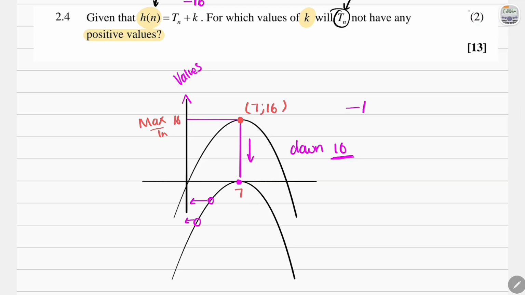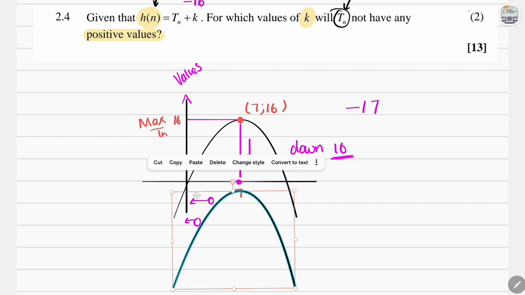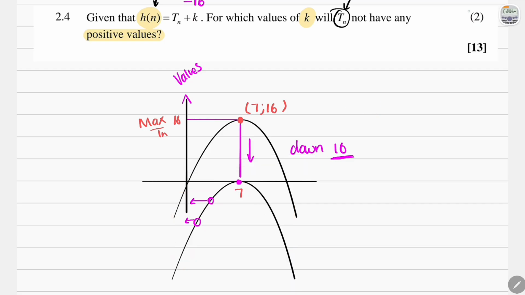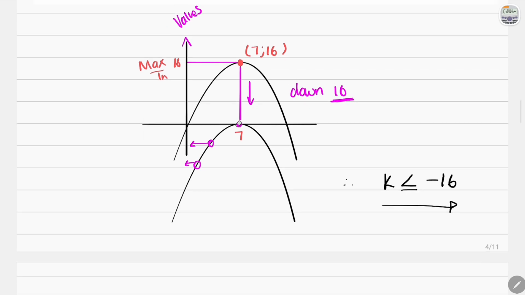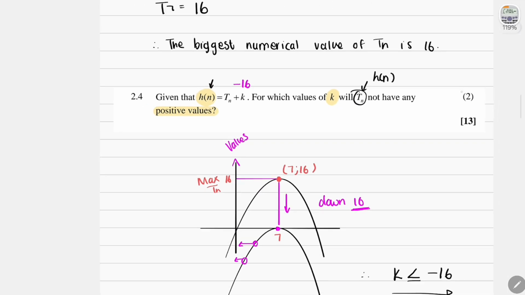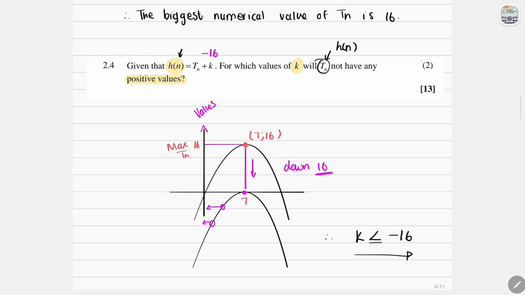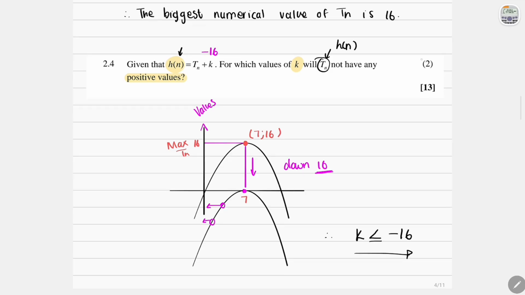So for example, minus 17 would be fine because then it's going to shift down an extra unit and then it will always have negative values. It will never have a positive value. So k should simply be a value that is either less than or equal to negative 16. Okay, it can be equal to negative 16. There it will have a y value of 0 and then negative y values, or it could be anything lower than negative 16. And that is our answer. Okay, that is our answer for question 2.4, and that is it for question 2.